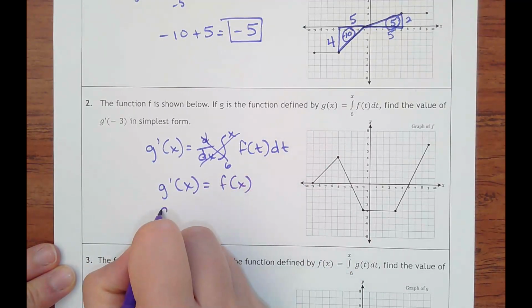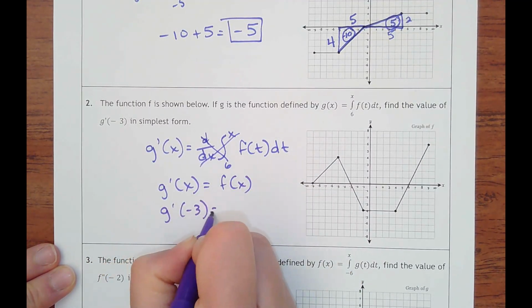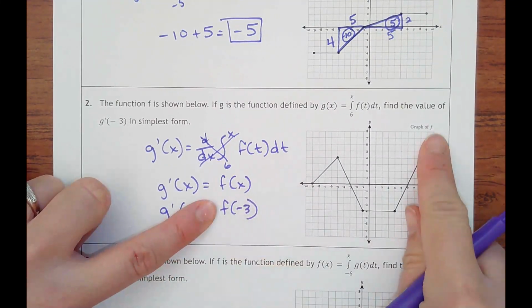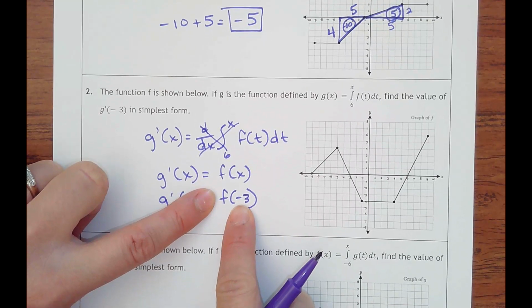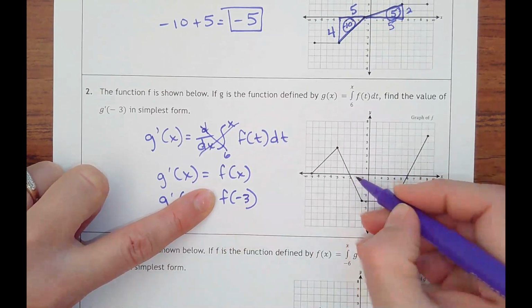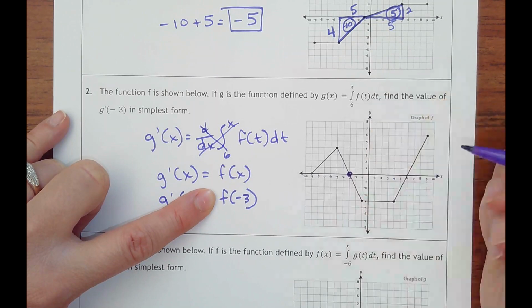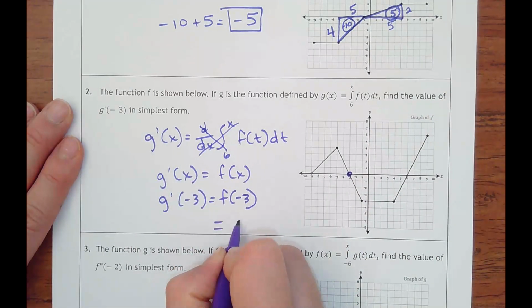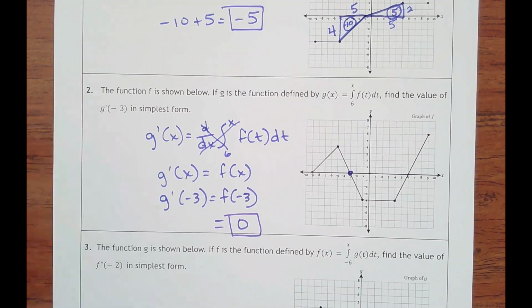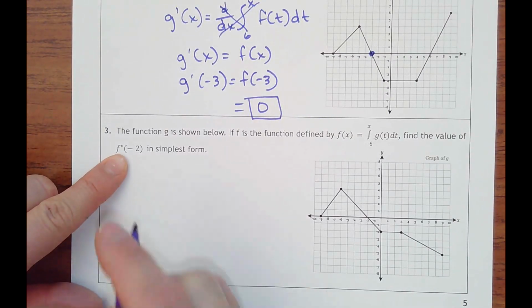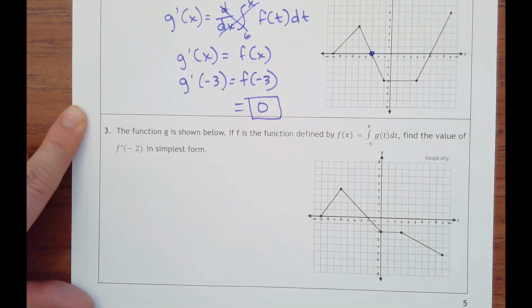And they want to find g prime of -3. So I don't have to do anything except look at the f graph and find out the y value when x is -3. So no area on this one. When x is -3, it looks like y is 0. And that's it. Okay, and then we go up now to where it has a second derivative of -2.